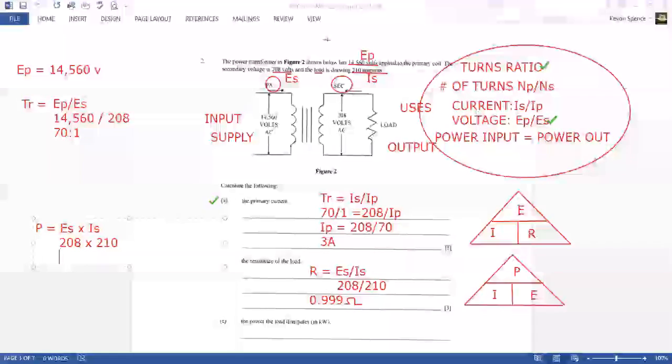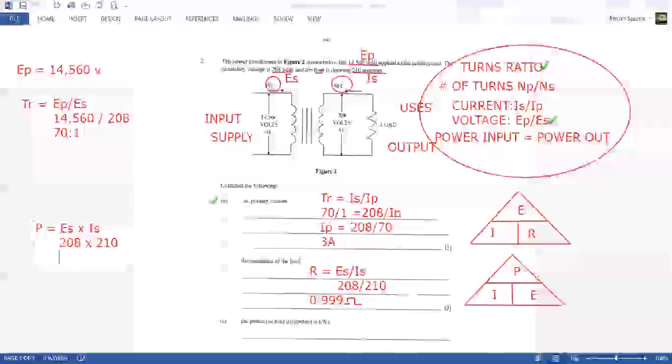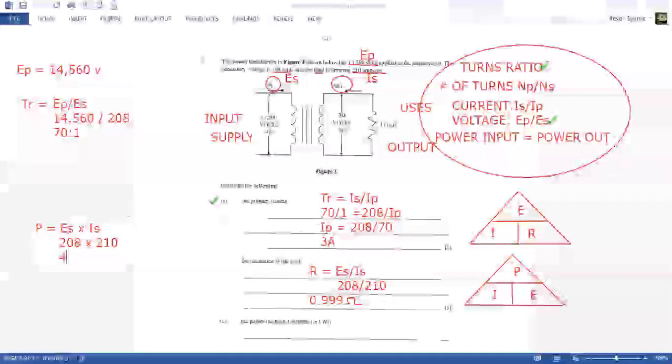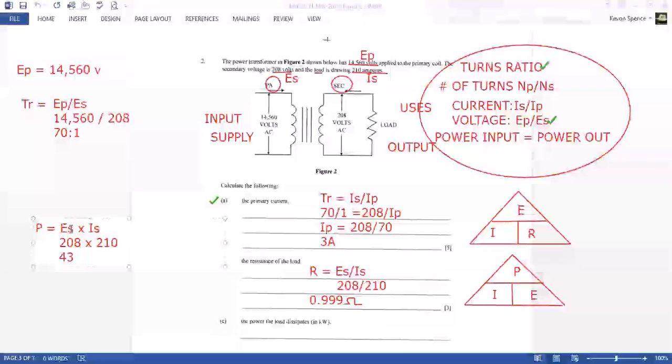And how much is that? Calculate that quick for me. 208 times 210 is 43,680.